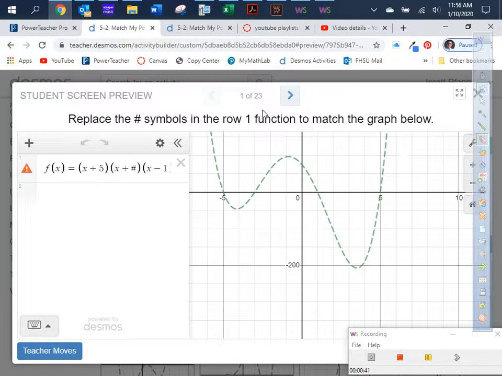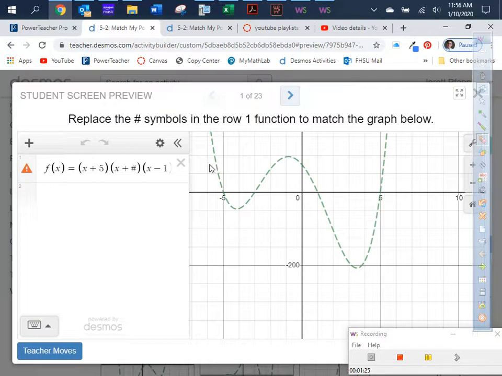So what we got is they have given us a graph, and they want us to write the function in factored form right here. They've just got these number signs in place of it, and they want us to replace the numbers with what they're supposed to be. Well, you need a little explanation on that.